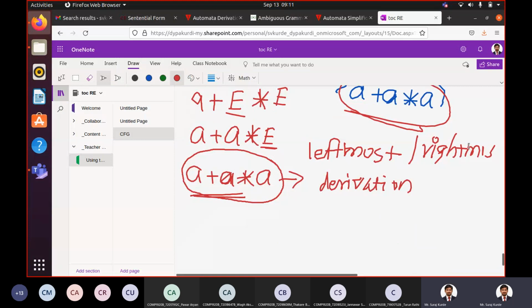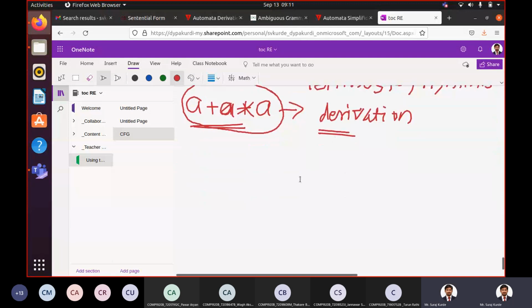Rightmost derivation. We have two types of derivation, leftmost and rightmost. If we replace the leftmost non-terminal, then it is a leftmost derivation. If we replace the rightmost non-terminal, then it is a rightmost derivation. So let's draw the derivation tree for this one.